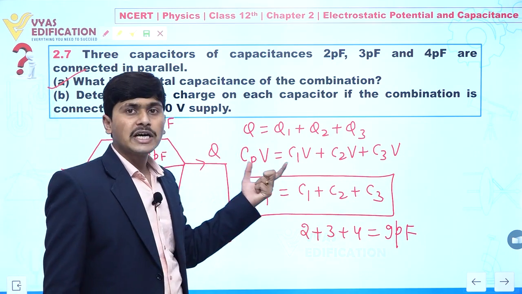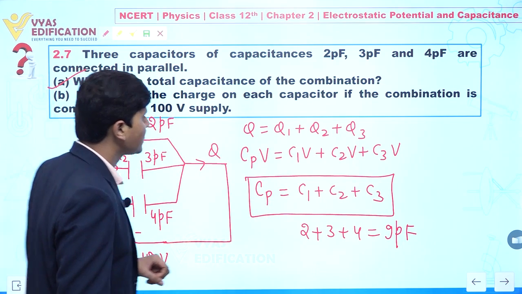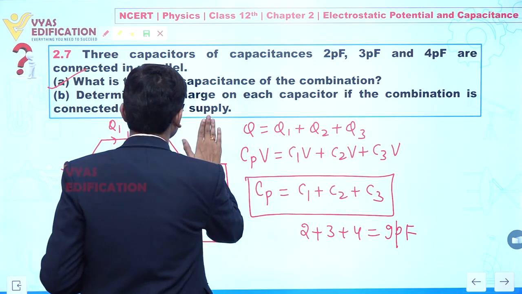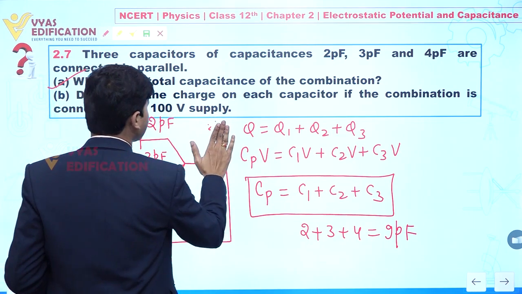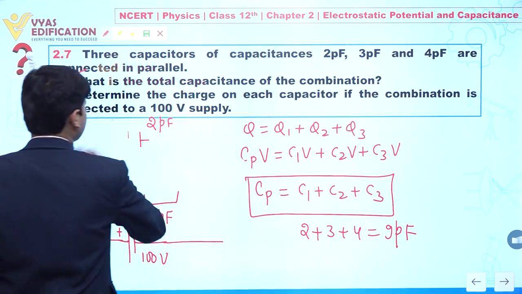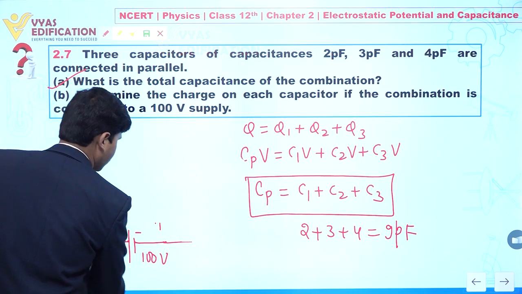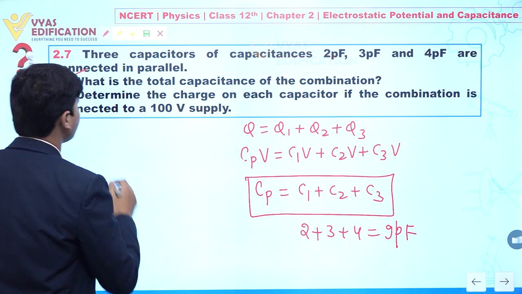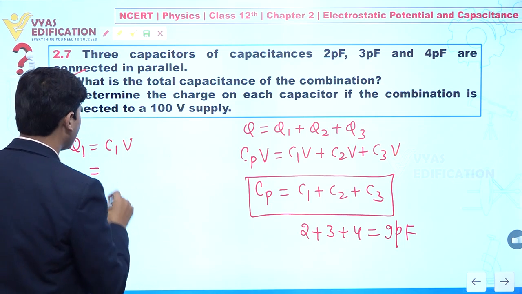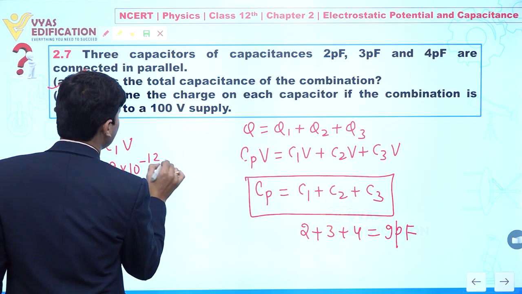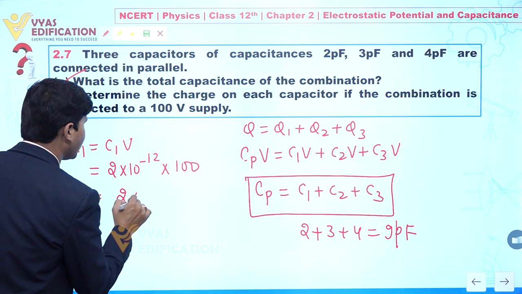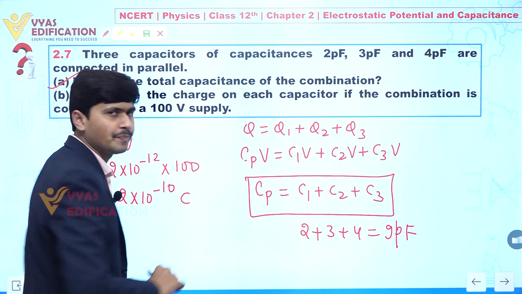The second part is: determine the charge on each capacitor. It means now we will find the values of C1V, C2V and C3V. So charge on each capacitor means Q1 equal to C1 into V. The C1 value is 2 picofarad, so 2 into 10 to the power minus 12, and the value of V is given, this is 100. So from here you can say 2 into 10 to the power minus 10 coulomb.